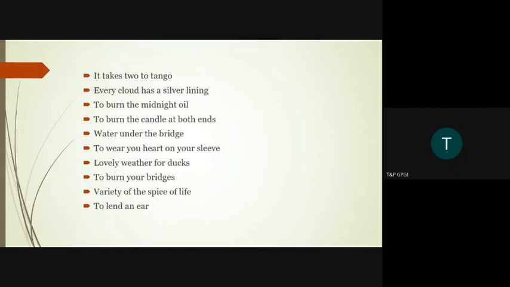Okay. Then to burn the midnight oil, I have already used it. So we are done with it takes two to tango, every cloud has a silver lining, to burn the midnight oil. Now, to burn the candle at both ends.